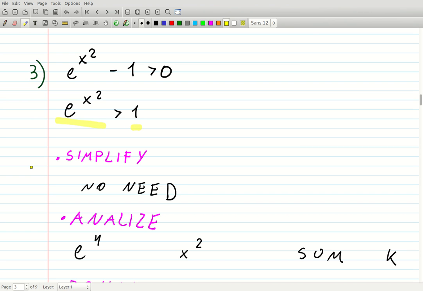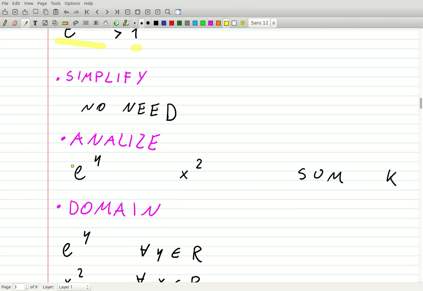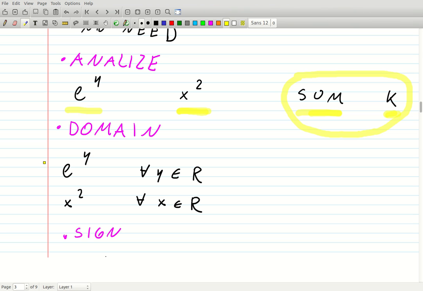Let's look at all the steps we are used to doing. Simplify. There is no need to simplify anything. But we have to analyze. Again, we obtain the elementary functions e to y, x squared, the sum, -1, and the constant 1. As always, we do not have to look after a lot for the sum operator and the constant operator. We have to study the behavior of x squared and e to y. Let's look for the domain.